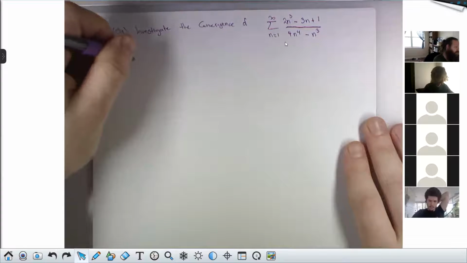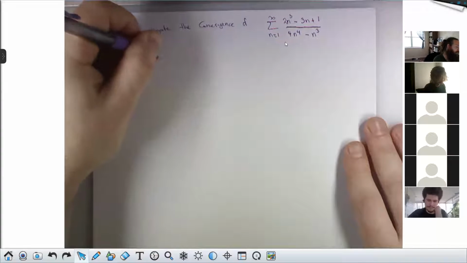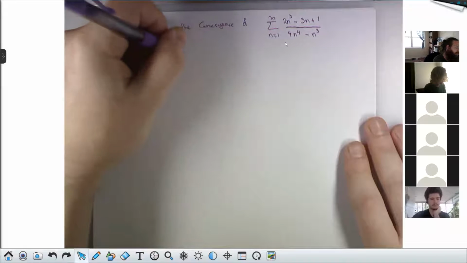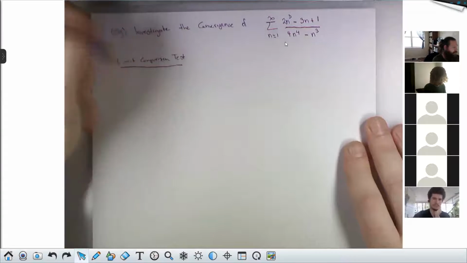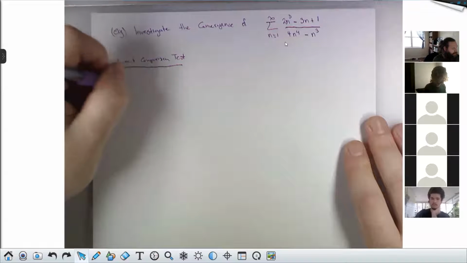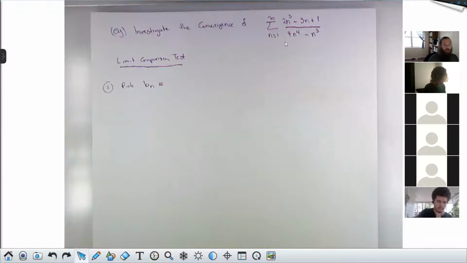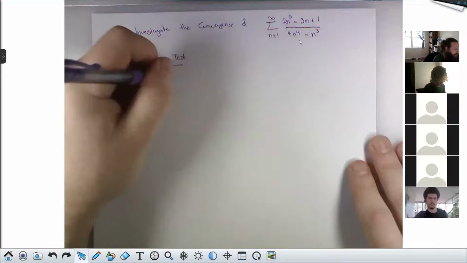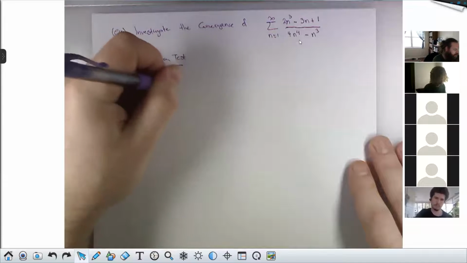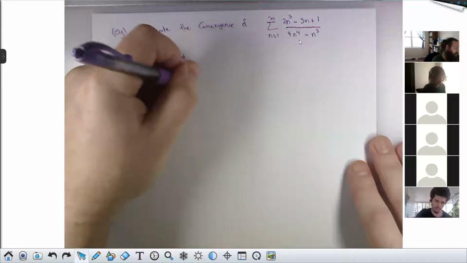So as always, we tell our reader what we're doing. We say, I'm going to run the limit comparison test. And our first step is to pick Bn. Now, what I said a second ago, the dominant term upstairs is the n cubed. The dominant term downstairs is the n to the 4. I don't care about the coefficients. Upstairs n cubed, downstairs n to the 4. So I'm going to pick Bn to be n cubed over n to the 4, which is just 1 over n.